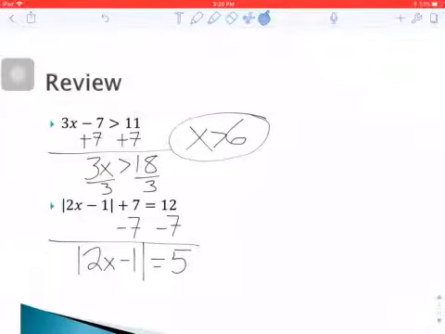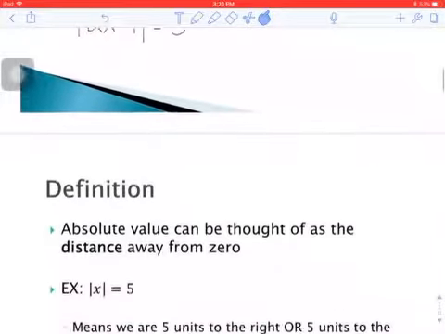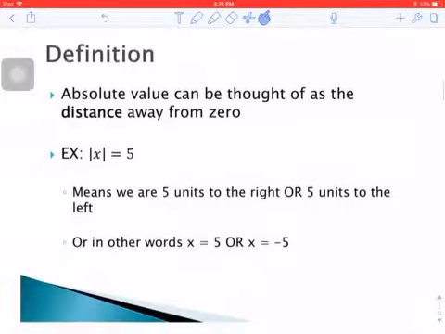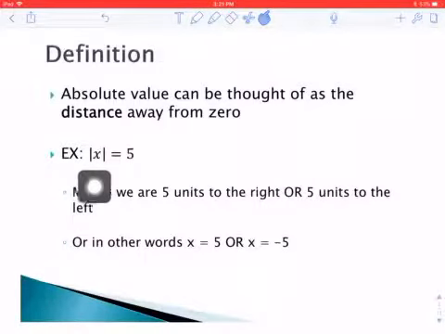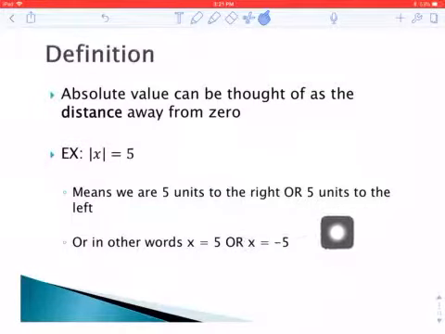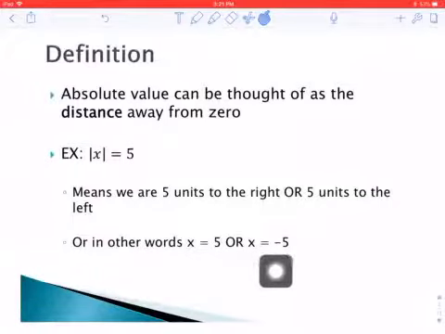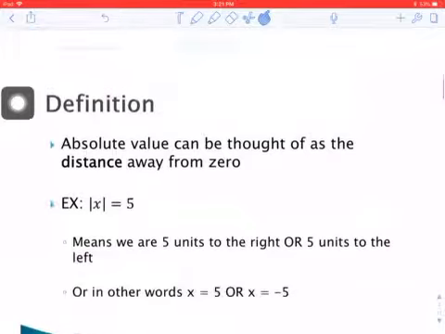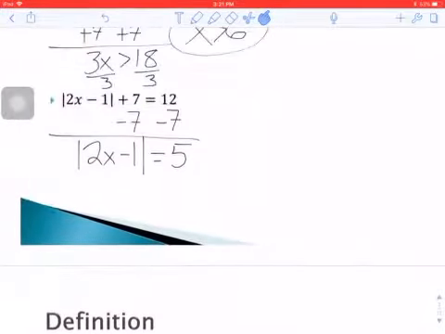So if you need a little bit of review about absolute value, here is its definition, and I would write this down. Definition: absolute value is the distance away from 0. So for example, if I've got the absolute value of x is equal to 5, it means what is the value of x such that it's 5 units away from 0. And it could be 5 units to the right or 5 units to the left. Or in other words, x could be positive 5 or negative 5 because both of those numbers are exactly 5 units away from 0.